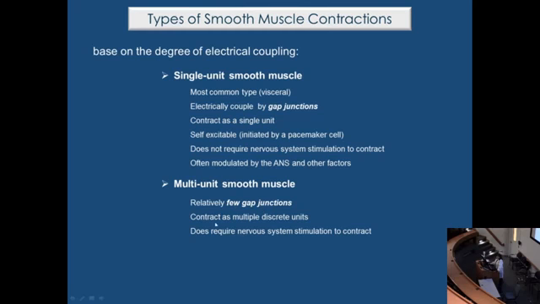In terms of the features of multi-unit smooth muscles, as I said, they have relatively few gap junctions. That means that they will contract as multiple discrete units, and they do require nervous system stimulation to contract. This is another difference compared to the single unit.